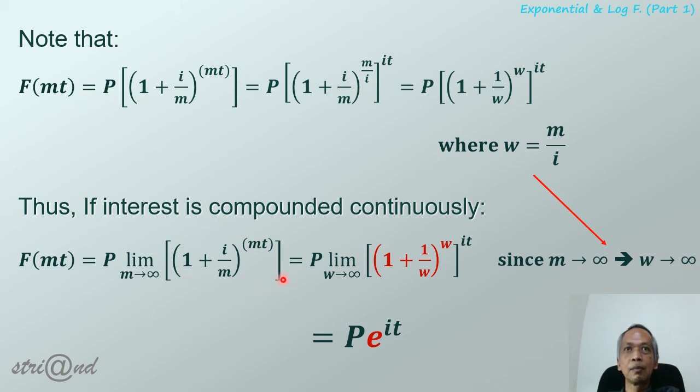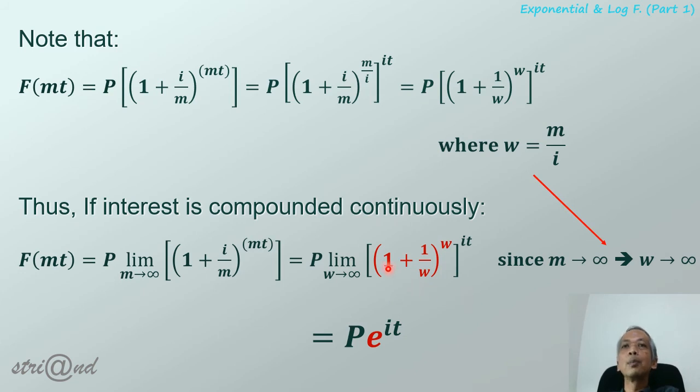This is the general formula. And from this note, we have already seen that this expression is the same as this one. So we can copy this one here. It is basically the same, but what is different now is that in this new expression, we cannot see m. Instead, we have w. However, from this w equals m over I, we know that when m approaches infinity, the w will also approach infinity. So basically, this expression is the same as this one.